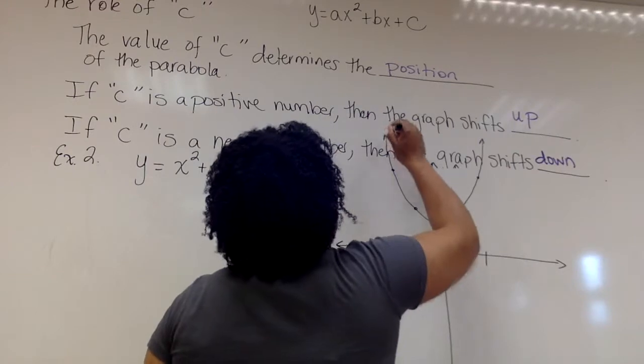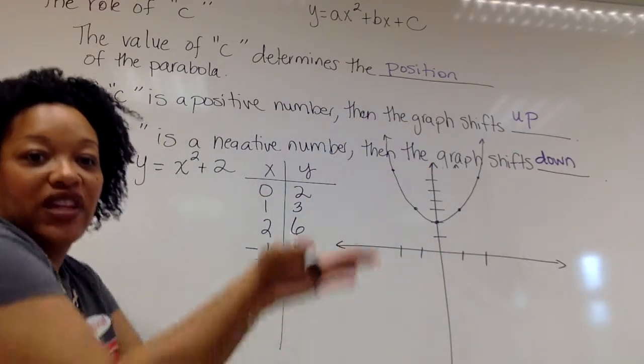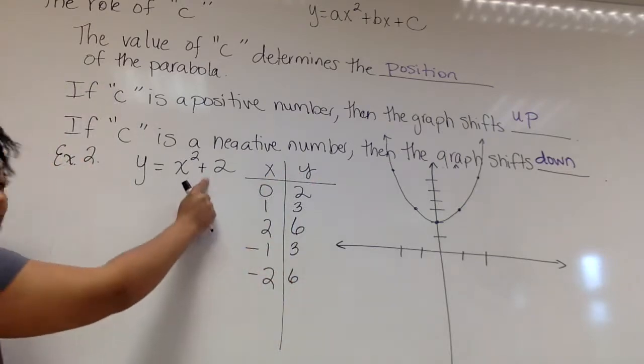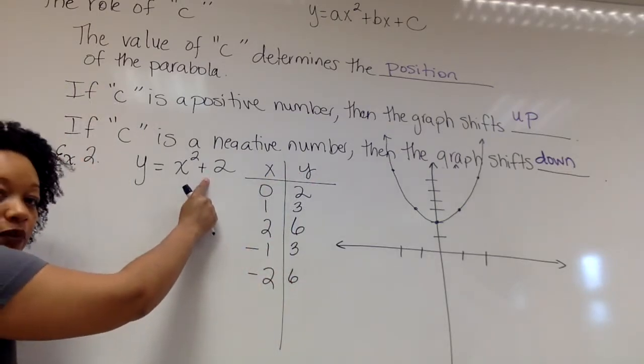Let me put this up. And then there's my parabola. See how it shifted up? See how it shifted up 2 units? We knew that because my C was a positive 2.